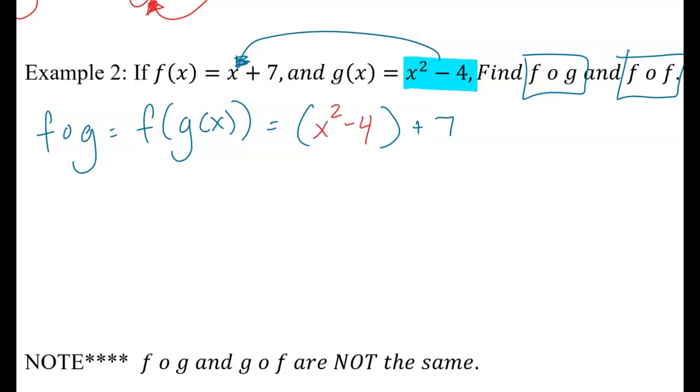And then we simplify, because when I input g of x into f of x, nothing was done to it, it means that these parentheses really didn't even need to be there, right? Nothing's being done to those parentheses. So instead, I can just go ahead and immediately combine like terms. So I just need to combine negative 4 and 7. And I get 3. And you're done.